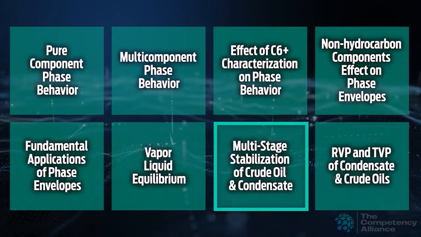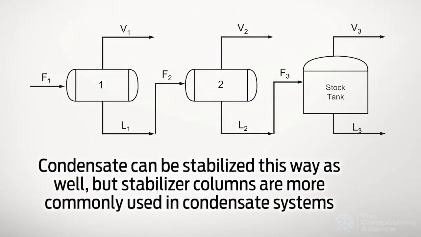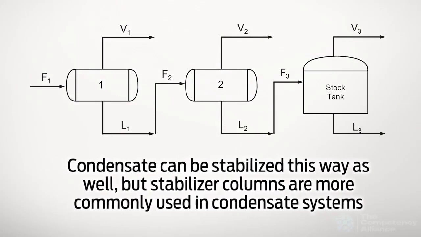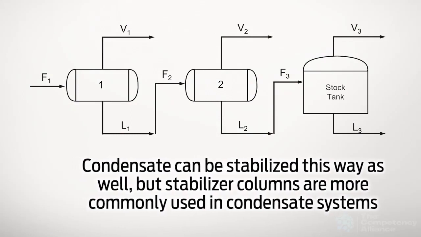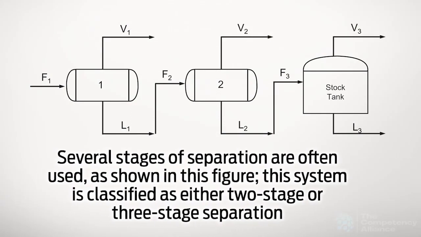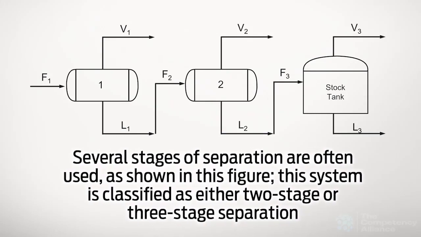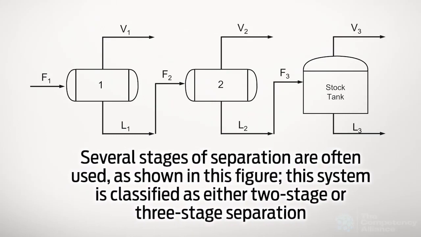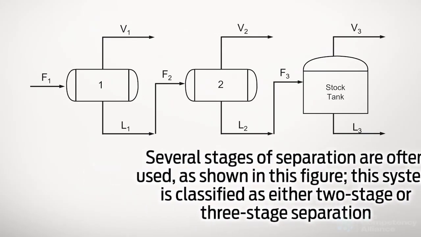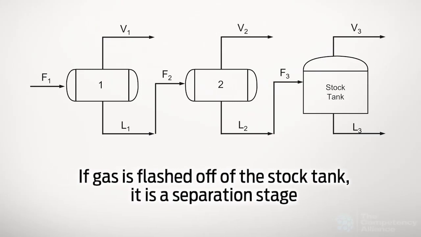Flash stabilization is the most common method of stabilizing crude oil. Condensate can be stabilized this way as well, but stabilizer columns are more commonly used in condensate systems. Several stages of separation are often used as shown in this figure. This system is classified as either two-stage or three-stage separation, depending on whether the stock tank is considered a stage. If gas is flashed off of the stock tank, it is a separation stage.